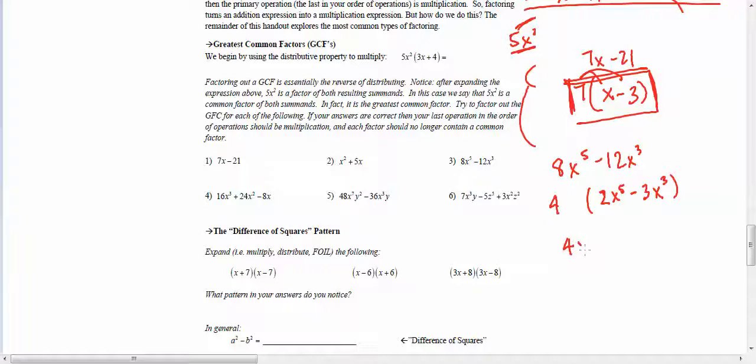So I'm going to go 4x cubed times 2x squared minus 3, because I pulled 3 out of here. So this right here is the factored form of this.